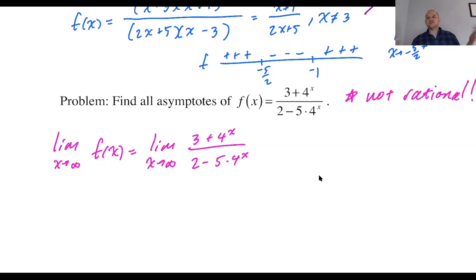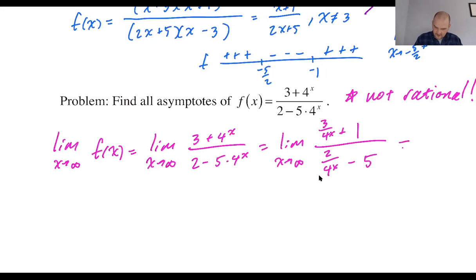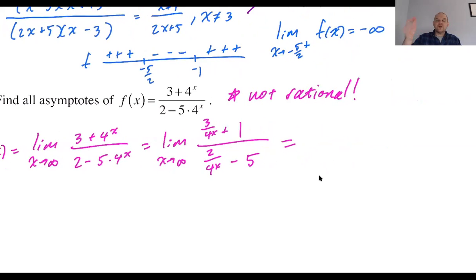All right, so I'm going to divide through by the highest powered thing in the denominator, which is definitely 4 to the x. 4 to the x dominates everything. So I'm going to divide everything I see by that, and then kind of logic my way through it. So 3 over 4 to the x plus 4 to the x over 4 to the x is 1, over 2 over 4 to the x minus 5. Okay, so if 3 over x goes to 0 and 4 to the x grows faster than x, then 3 over 4 to the x must go to 0 even faster. So that's going to be 0.